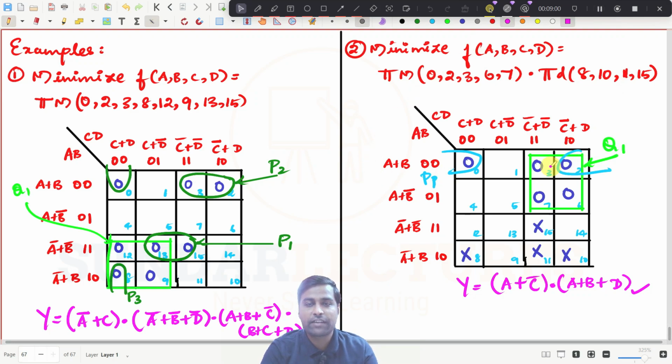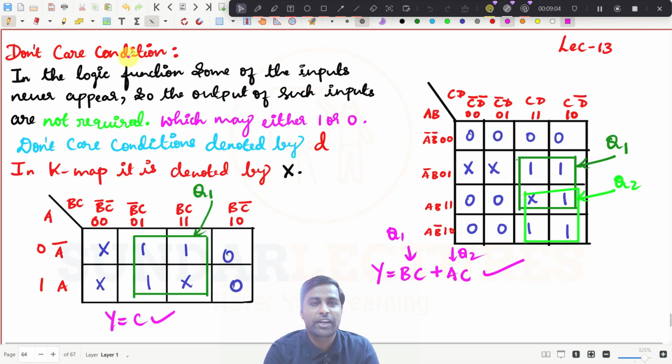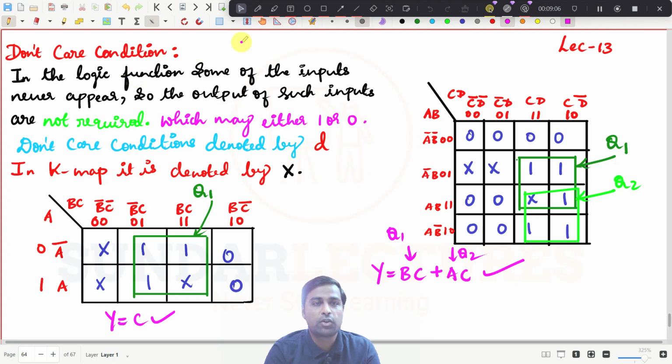Right, now we have completed. What are all the topics we have seen today? It is very important. We have seen don't care conditions. In don't care conditions, we have seen that if there is any input combination that is not required, where the output may be 0 or 1, we can take that condition to be a don't care condition. And how we can map the don't care conditions in the Karnaugh map, we have taken some examples and seen.